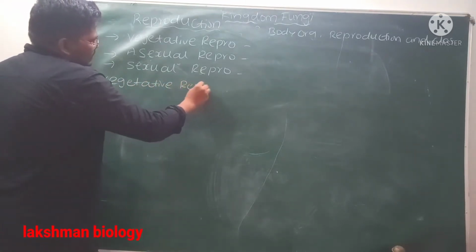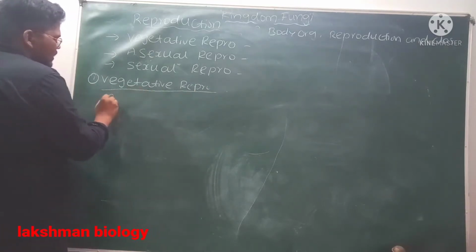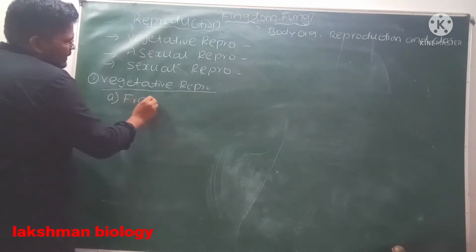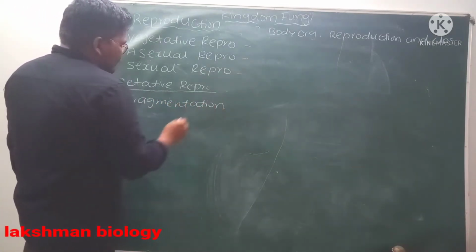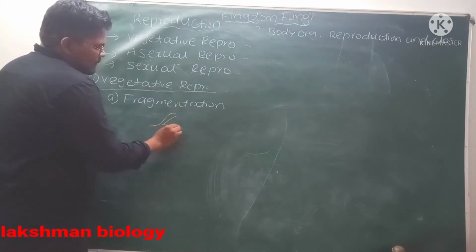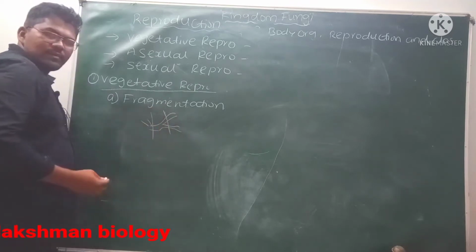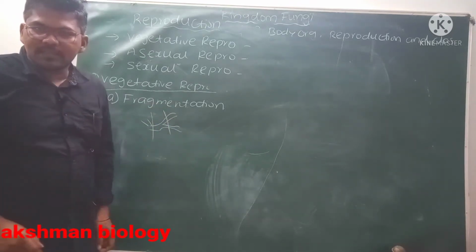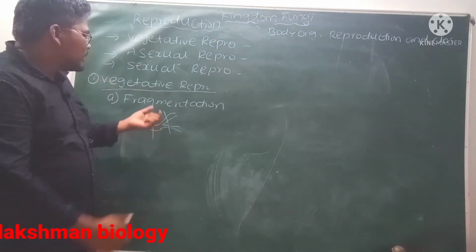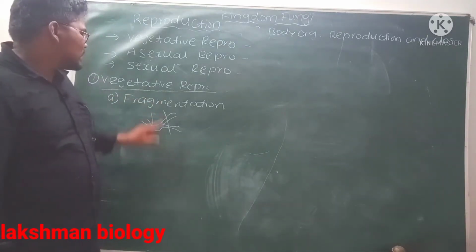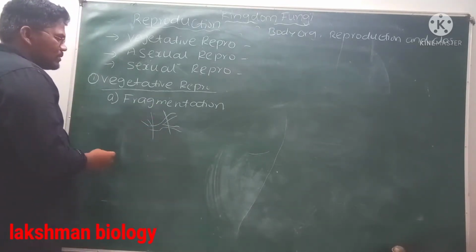Vegetative reproduction is again divided into different types. Number one is fragmentation. Here what happens? Fungi mycelium is fragmented into small pieces, or fungi mycelium is divided into small fragments. Each fragment develops into a new organism. That is called fragmentation. It is one type of vegetative reproduction.